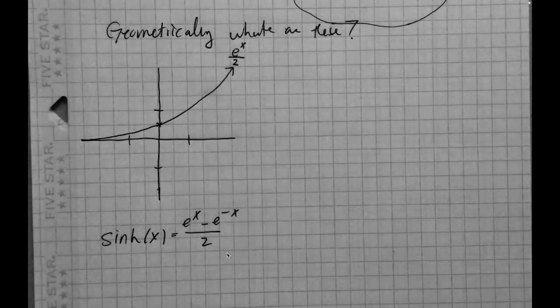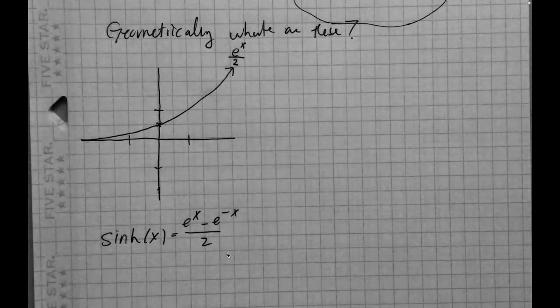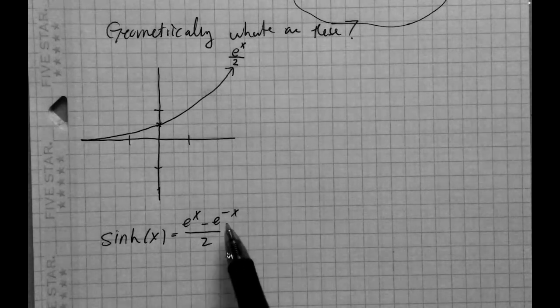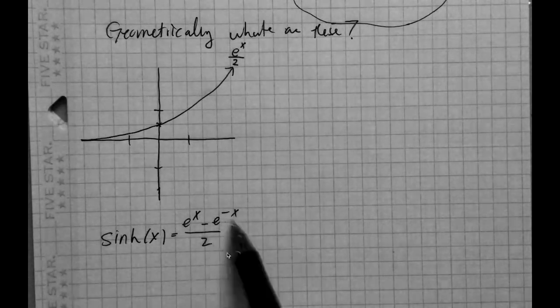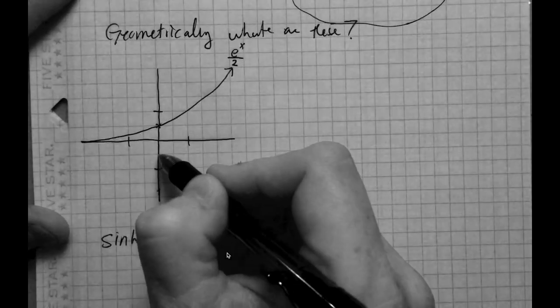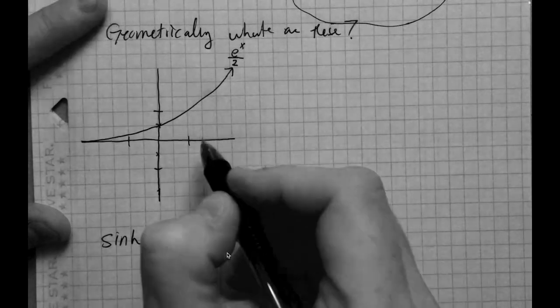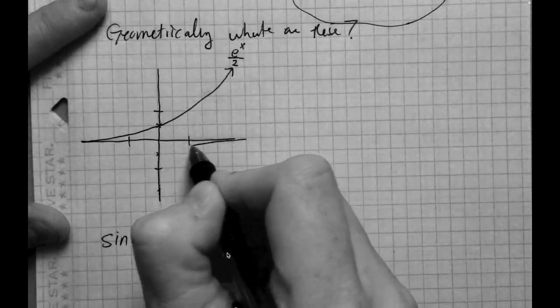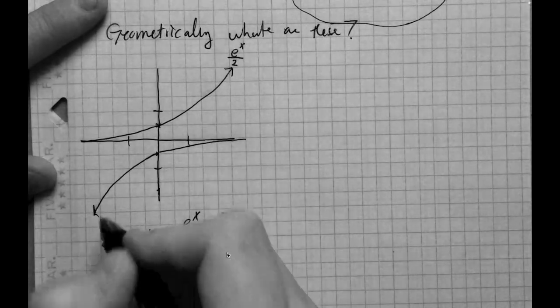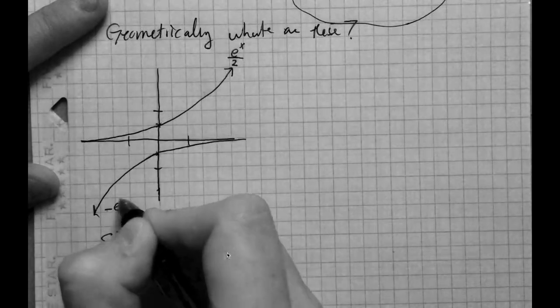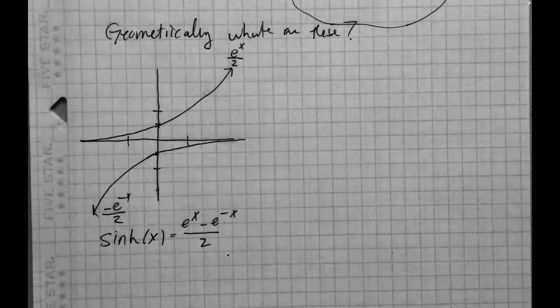Now if I do the same thing with negative e to the negative x over 2, this other piece, it would do something really similar, but sort of the reverse. It would come like this, cut through there, and then drop down like that. That's not the perfect picture of it, but you get the idea. So that's that one.